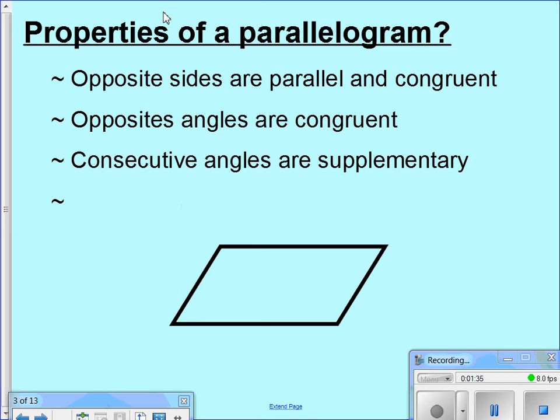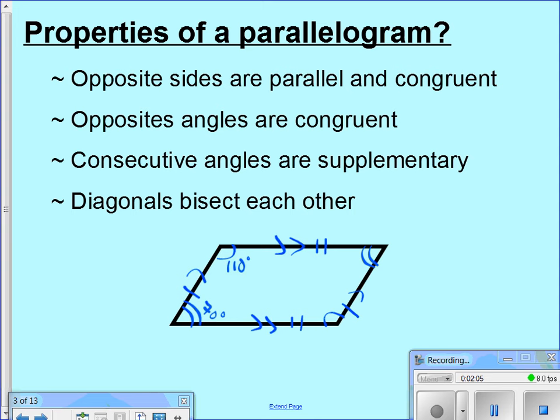Looking really quick at that here: opposite sides are parallel and congruent. Opposite angles are congruent. And consecutive angles are supplementary, meaning if this was, let's say, 70 degrees, this is going to be 110 right here, because they're consecutive, they're next to each other. The last part we have here is the diagonals. They bisect each other, meaning they cut each other right in half.